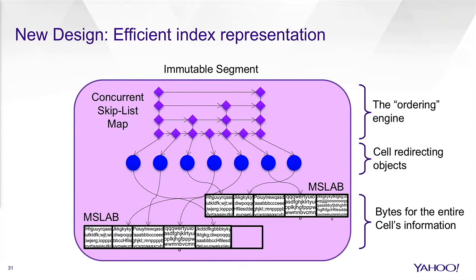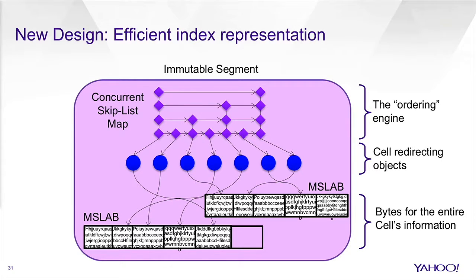Those keys are ordered. Those are the cell objects that redirect to the correct place on the MSLAB, and all those spaghetti pointers help you to locate the order. And actually, this thing is pretty big. It gives 100 bytes overhead per cell. If you have small cells, it's an important number.